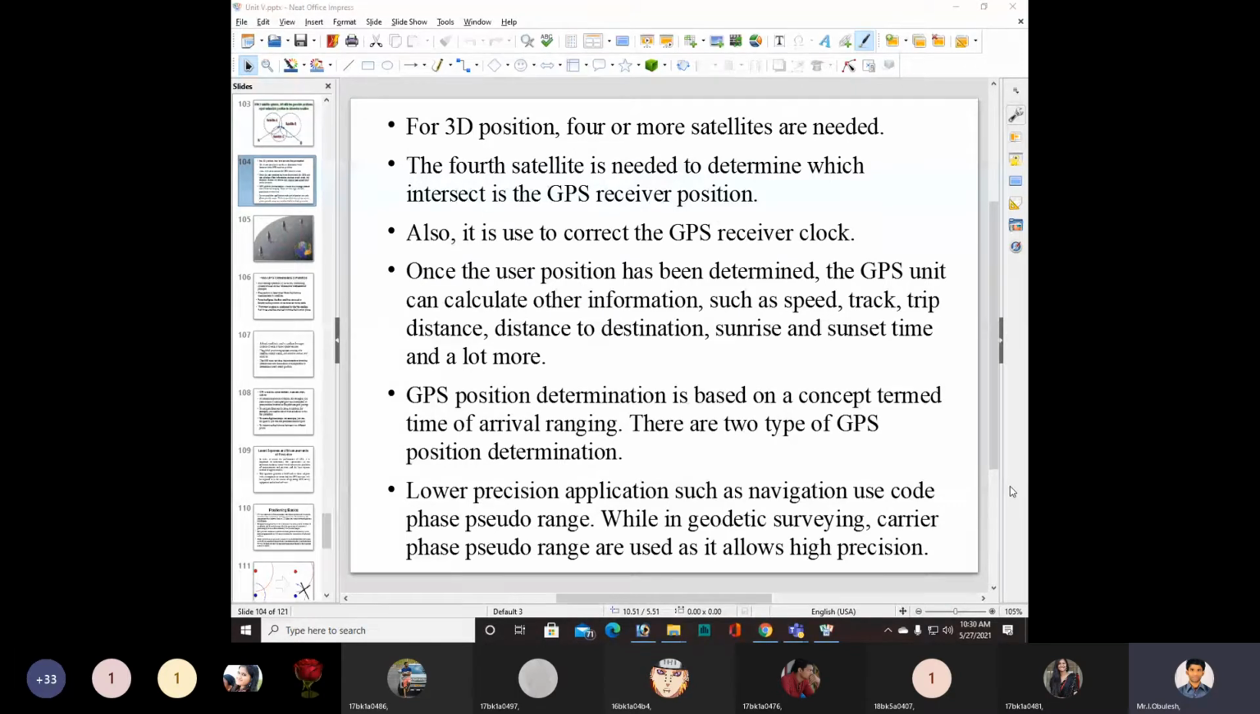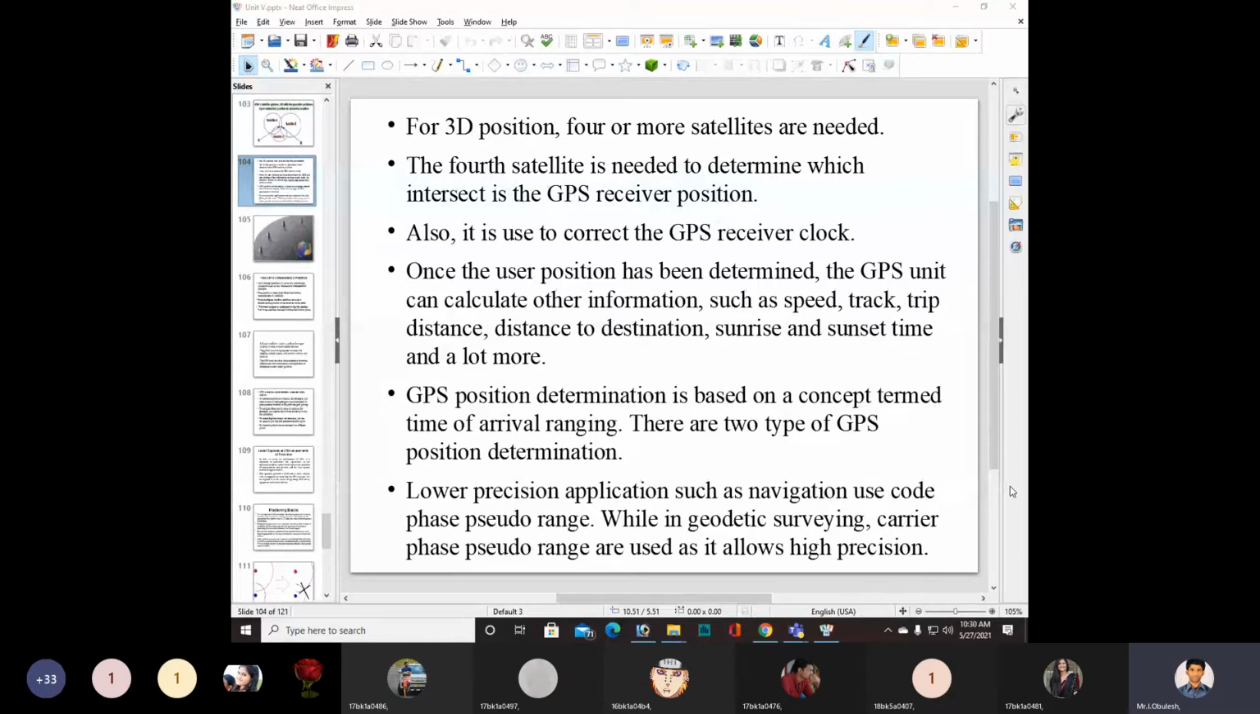The first one is lower precision application, such as navigation, which uses code phase pseudo range.